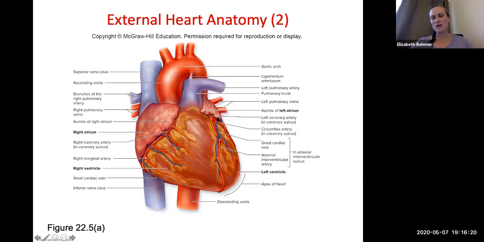But remember when I told you the heart was twisted anteriorly so that the right side of the heart faces more towards the front? Because the heart is kind of turned and rotated in your mediastinum, which chambers of the heart are located most anteriorly? What do you guys think?